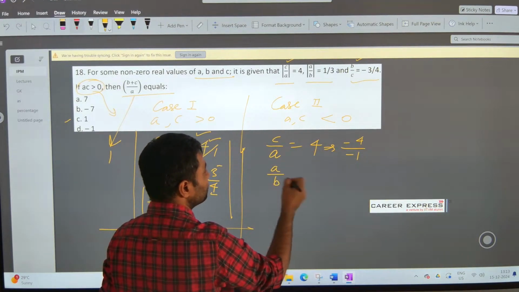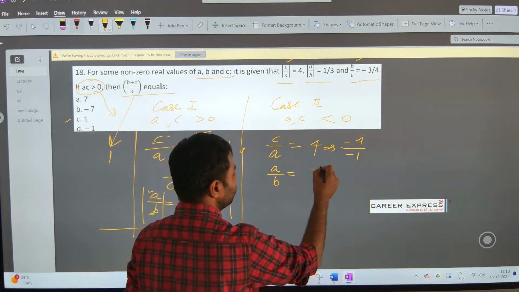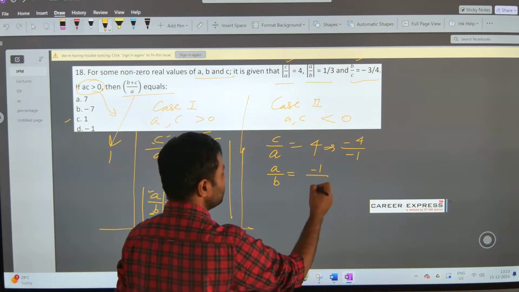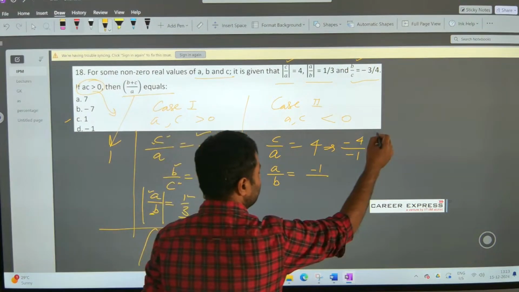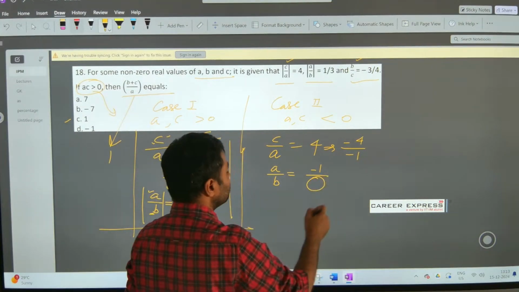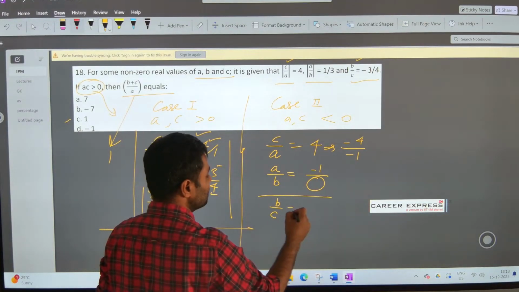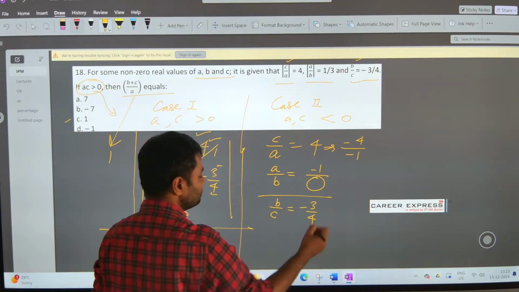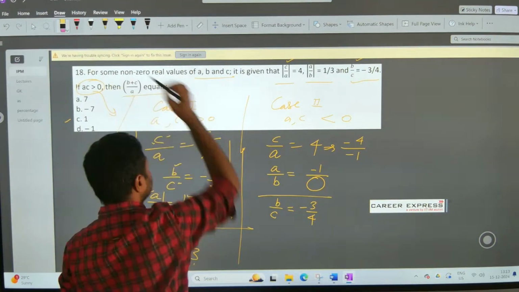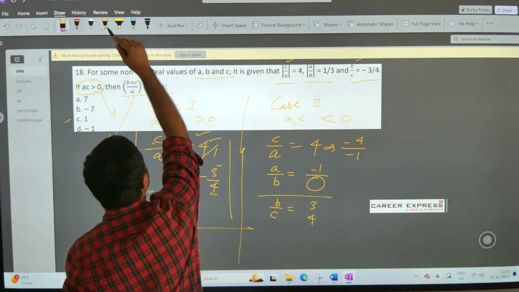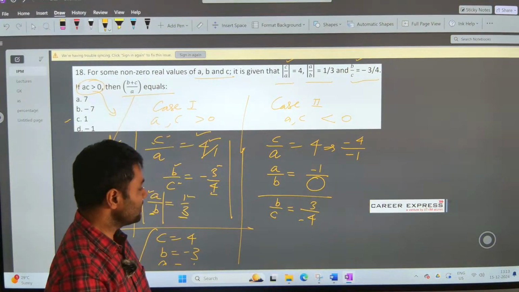A by B is 1 by 3. Now because A is negative, A can be written as minus 1 and B can be minus 3 or plus 3. We will check. So I will not write anything here. The third point is B by C. B by C is minus 3 by 4. Because C is already negative, I can say that this minus can be here. So B by C is minus 3 by 4.